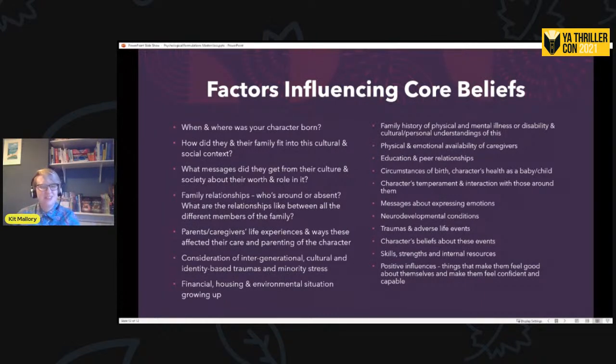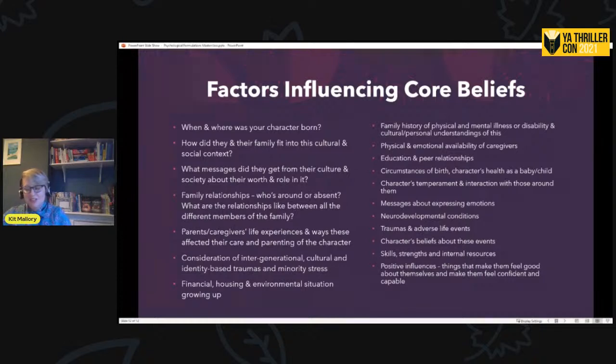So first thing, seems really obvious. When and where was your character born? And importantly, how did the family fit into the cultural and social context of that place and time? What messages did they get from the society that they were born into and grew up in about their place in it and their worth and their role?